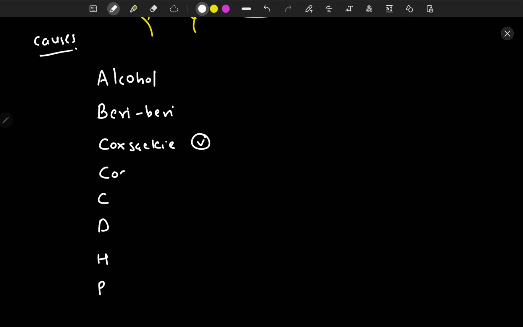Then, use of cocaine. It can cause cardiomyopathy. That is, it can cause this dilated cardiomyopathy. And moreover, this cocaine can cause a coronary vascular spasm and it can induce ischemia. Then Chagas disease is another cause.